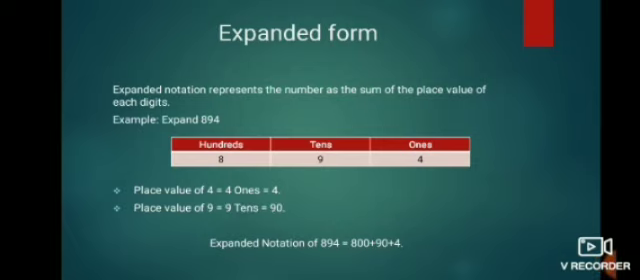Suppose you take the number 894. As usual, you have to put a place value for this number. The digit 4 is in ones place, and 9 is in tens place, and 8 is in hundred place.